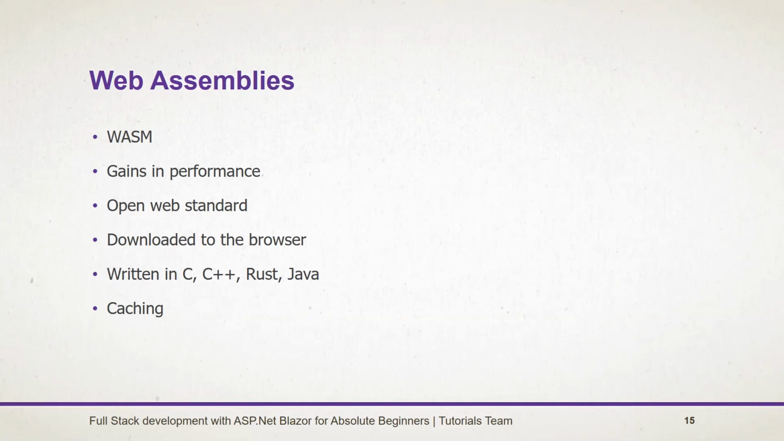C# code files and Razor files are compiled into .NET assemblies. The assemblies and the .NET runtime are downloaded to the browser. WASM supports some other languages along with C#. We can also use C, C++, Rust, or Java for creating web assemblies. Like normal JavaScript files, if browser caching is enabled, they will be cached and not loaded on every request. WebAssembly runs in a memory-safe sandbox, so it can't access files stored on your device, just like JavaScript.